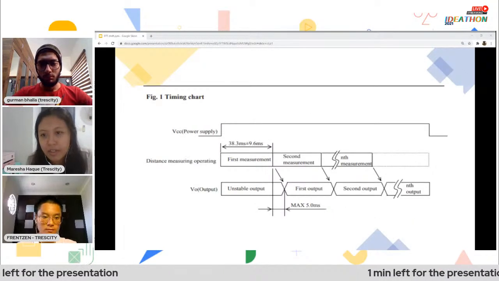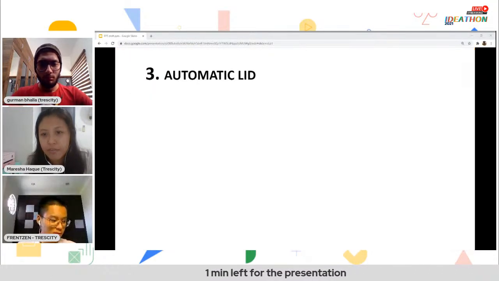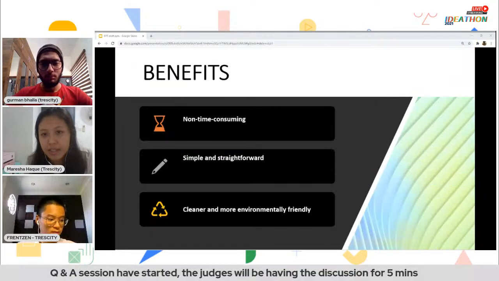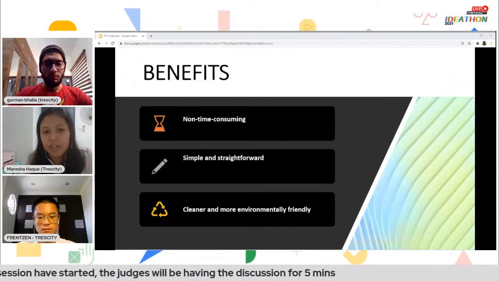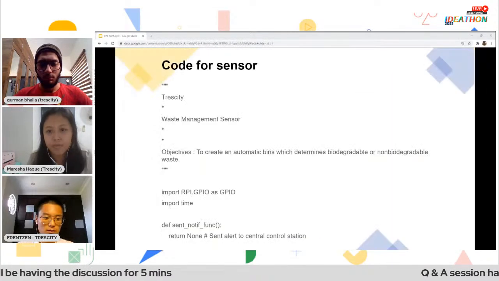Last but not least, this is the timing chart of the infrared sensor, and this puts more emphasis on how it works. And these are the 3 benefits of it. So now I will move on to Franzen to explain about the code.